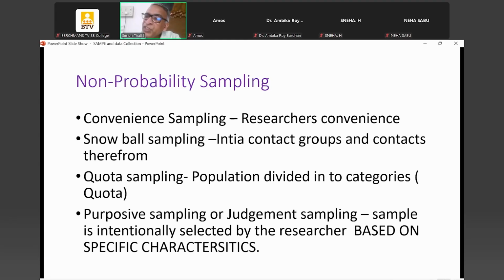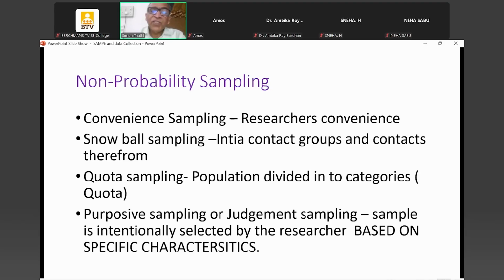I'm not giving each unit a chance of being selected. I take some units from them, and that is not based on the entire population. Every unit does not have an equal chance of getting selected, but I do it on a non-probability basis. This is called quota sampling.